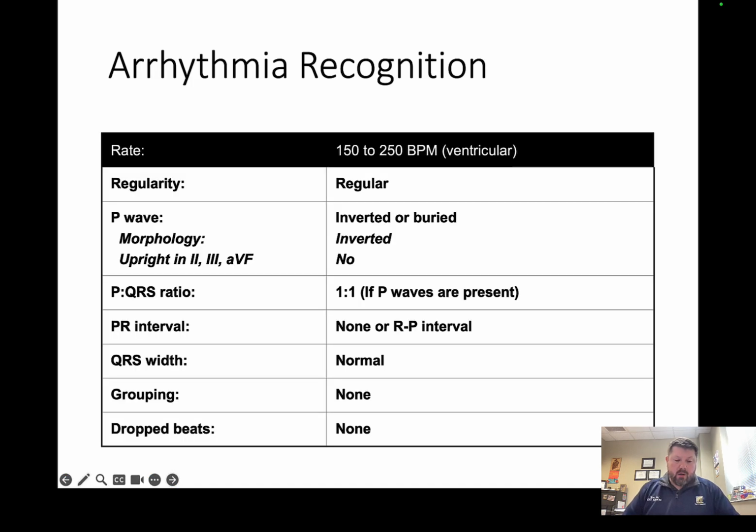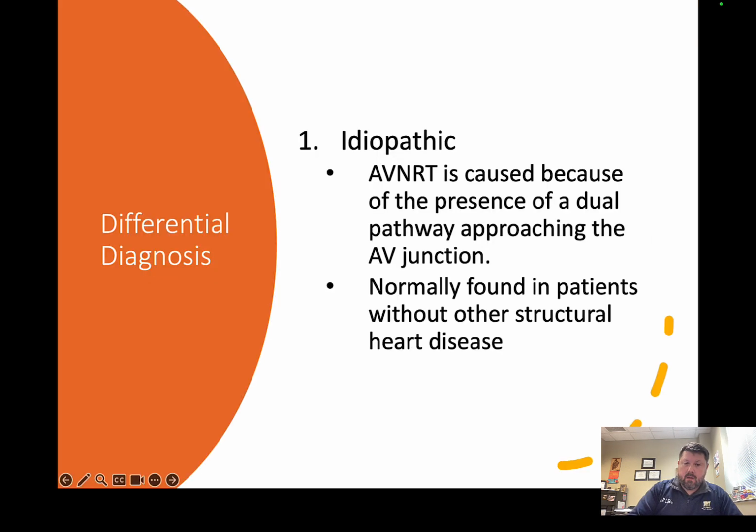So the rules for AVNRT: the rate's going to be anywhere between 150 to 250 ventricularly. It's going to be a regular rhythm. The P wave most likely is going to be inverted or buried. If it's inverted, it's usually going to be post QRS. The P to QRS ratio is 1-to-1. There won't be a PR interval. The QRS width should be normal, if not even a little more narrow, with no grouping and no drop beats.